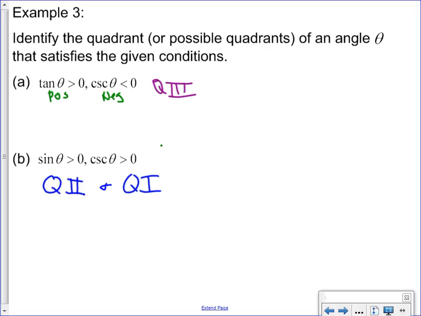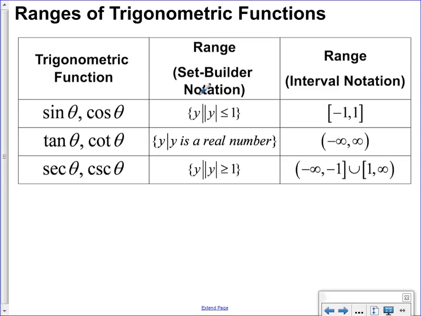Can we talk about range? Remember good old domain and range? Nope. All right. Domain and range. Think about algebra 2. Domain is all the x values. Range is all the y values. We're just talking about range. It'll come back to us when we graph these things.